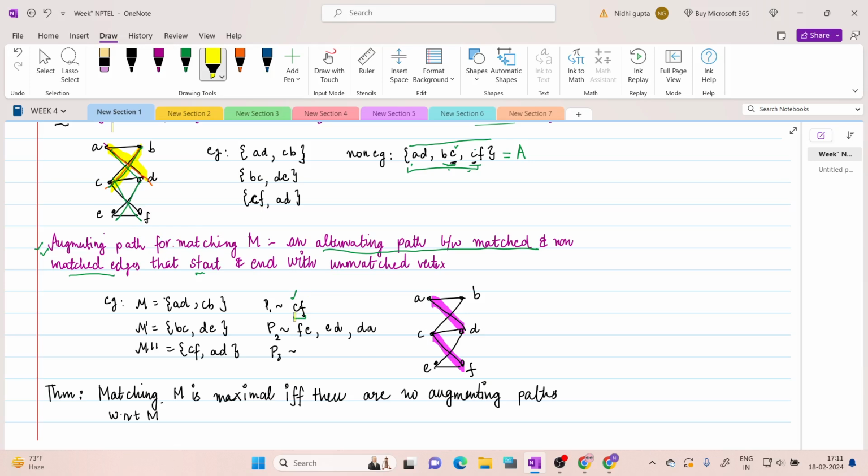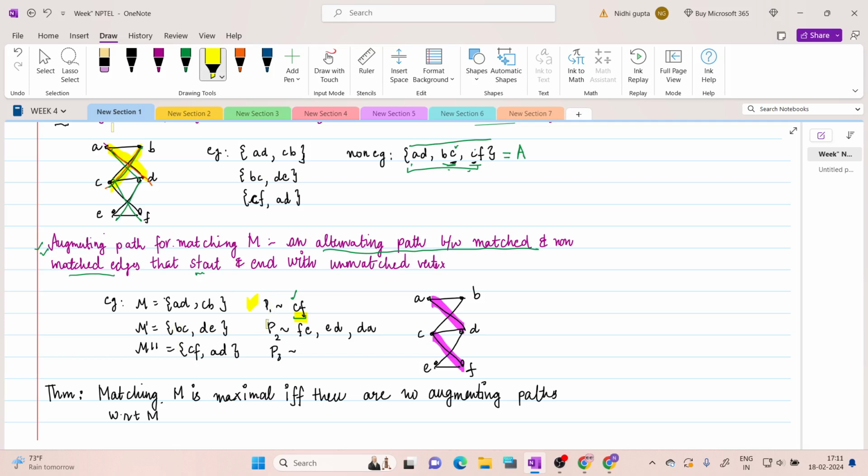So if you look at this path EF, it is starting with an unmatched vertex, it is ending with an unmatched vertex, and since it has just one edge, it is trivially following the alternating path condition. So we see that for M, P1 is an augmenting path.